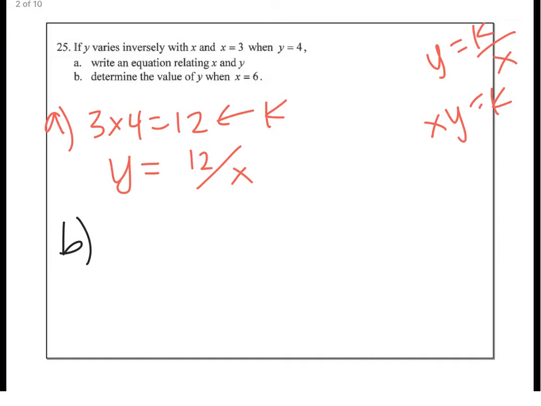B says determine the value of y when x equals 6. So now I know x is 6, and they're asking for what y is. So take my equation, x is 6. That tells me y is 2.